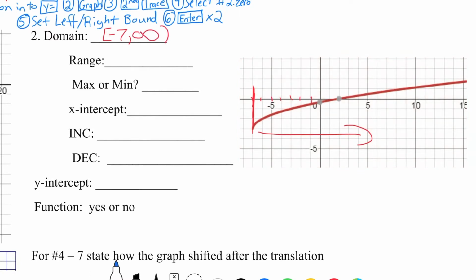Then our range, we're going to start at our smallest y value, which is at -3. And we're going to go up forever, slowly but surely, so we're going to go to positive infinity.